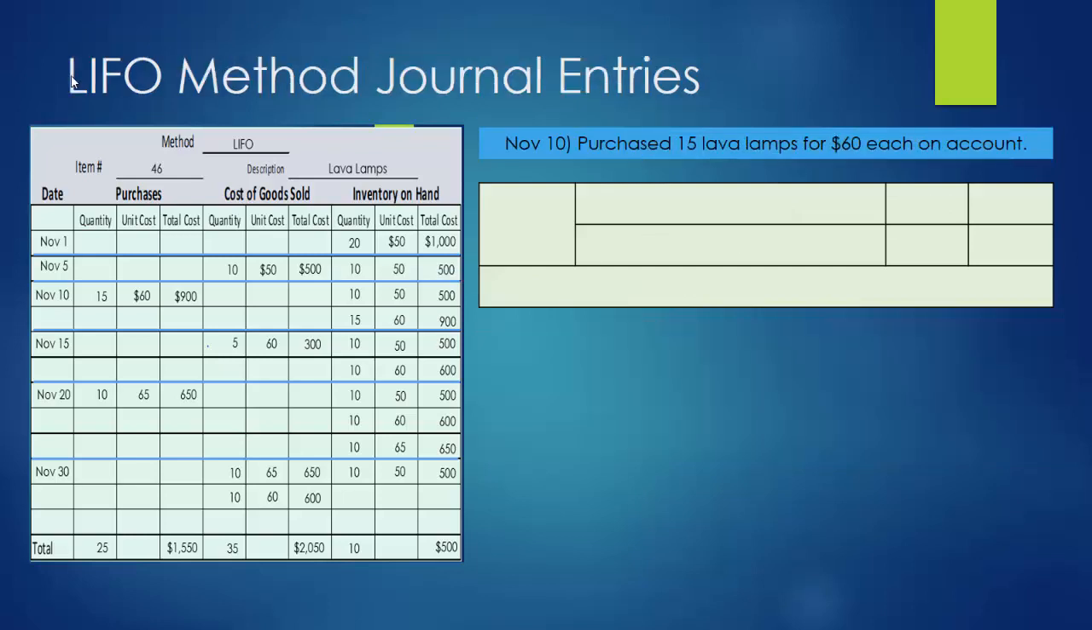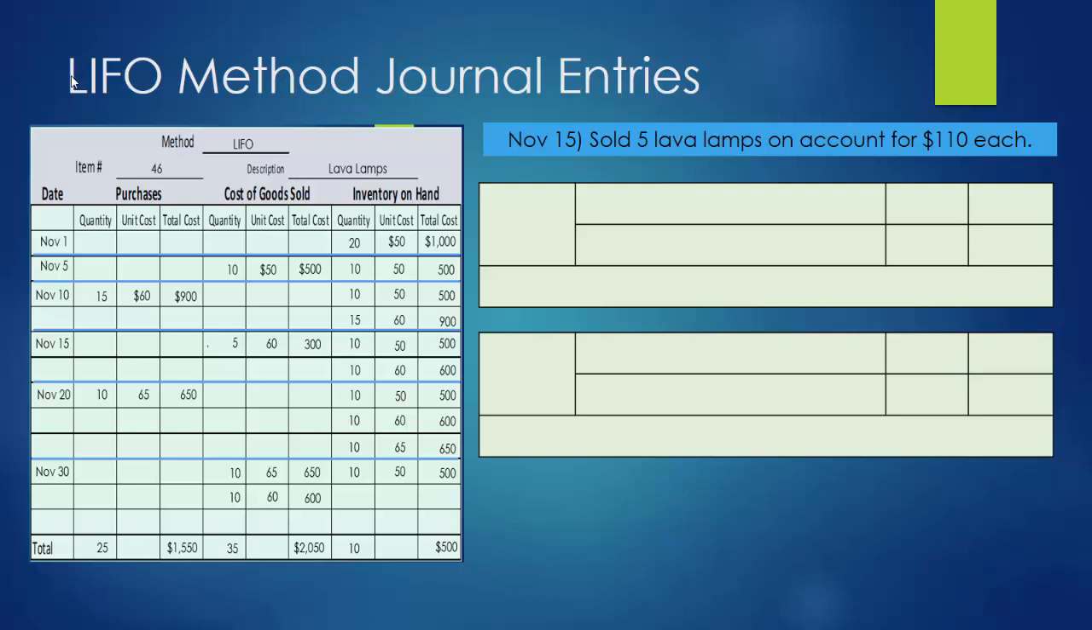On November 10th, we purchased 15 lava lamps for $60 each. We're going to debit merchandise inventory for the total cost of that purchase, which we can see from our perpetual inventory record was $900. And we're going to credit accounts payable because we're buying on account for that same amount. We purchased inventory on account.